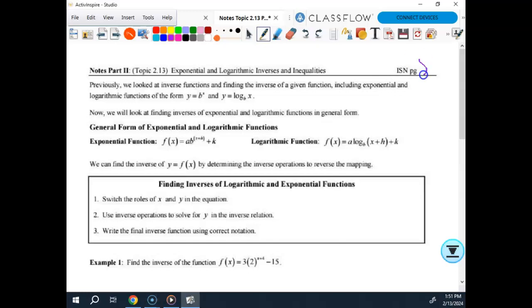Here we go. This is going on page 84 when we're done. Okay, still working with exponentials and logs.